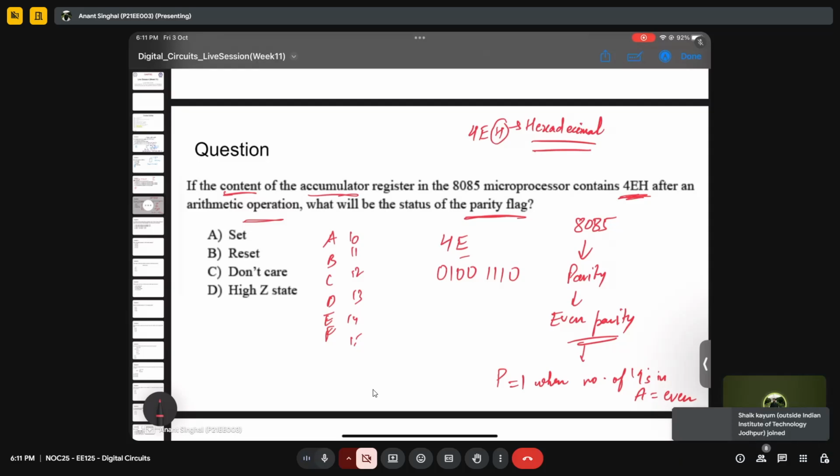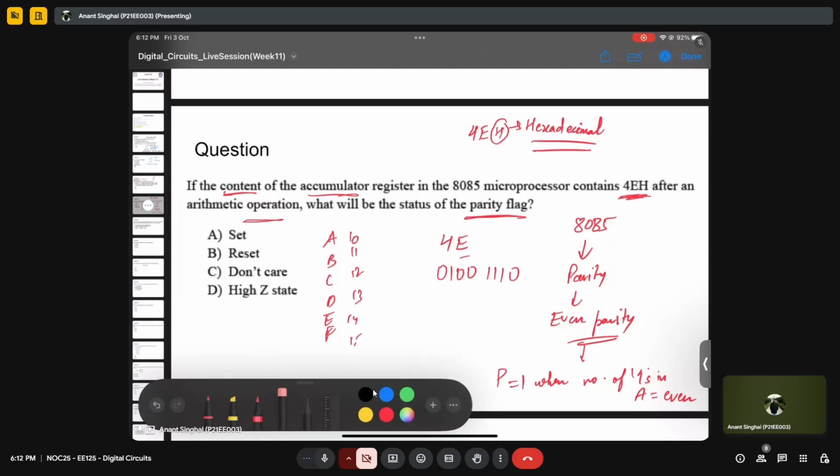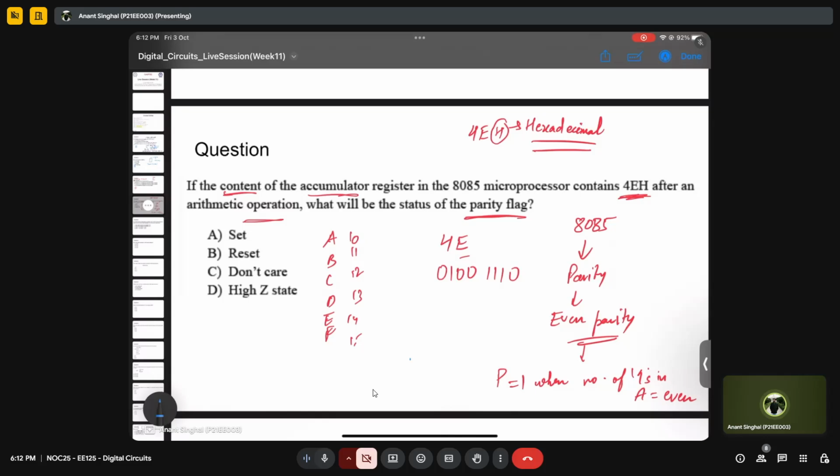Whenever your accumulator is empty, it could be a don't care or a high impedance state. But in this question we do have a value, so the answer could be either set or reset. I think I've already told you the answer in some way. In our accumulator we currently have 4E, which has 1, 2, 3, 4, that means 4 ones. So what will be the value of the parity flag?